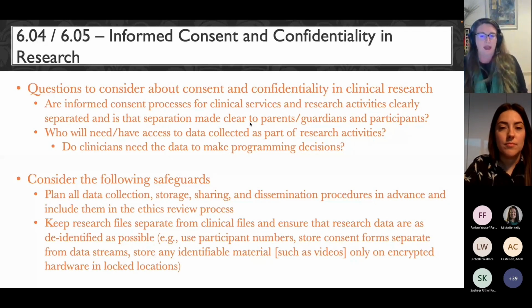So what Belen and I do, we use participant numbers, and we store our consent forms separate from our data streams. We store any identifiable materials, such as videos, because the person's image is on that, only on encrypted hardware in a locked location. So if we're taking videos as part of our research, we're not putting those on shared drives or sending them through email. Those are literally only going on an external hard drive.